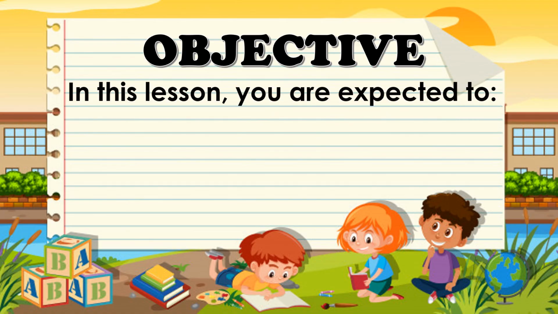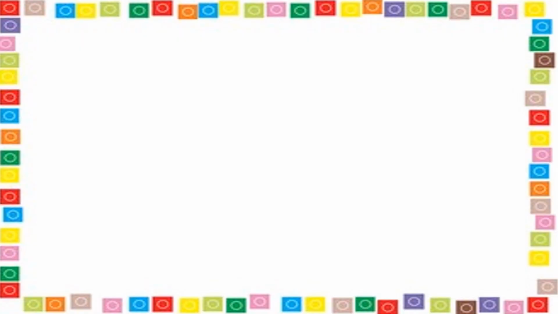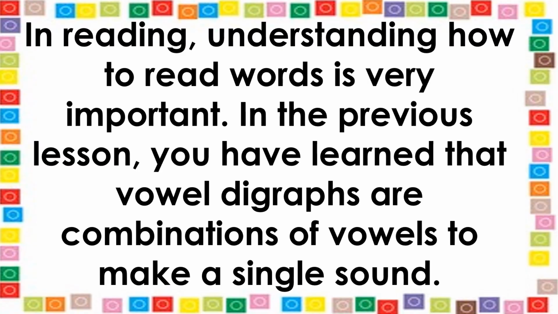In this lesson, you are expected to read words, phrases, sentences, and stories containing vowel diphthongs OY, OI, OU, and OW. In reading, understanding how to read words is very important. In the previous lesson, where you can check our YouTube channel for the separate topic about vowel digraphs, you have learned that these vowel digraphs are combinations of vowels to make a single sound.